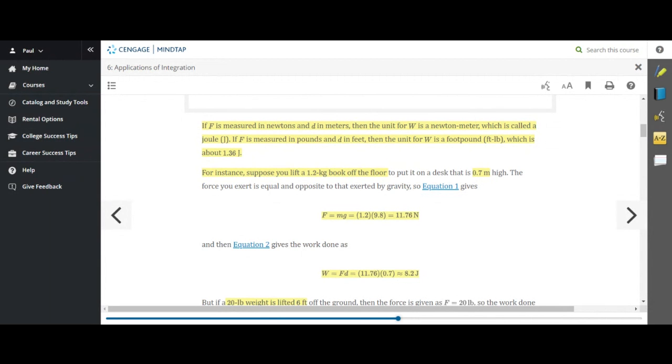Okay, and by the way, some of the problems in the homework, instead of 0.7 meters, they might give you, you know, 0.70 centimeters, right? That'll happen. So whenever you have centimeters, you have to convert it to meters. Just keep that in mind.